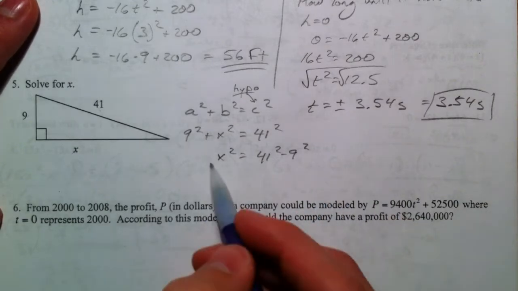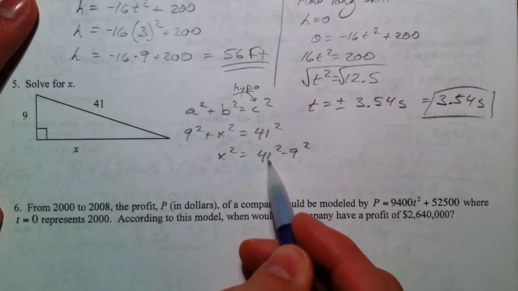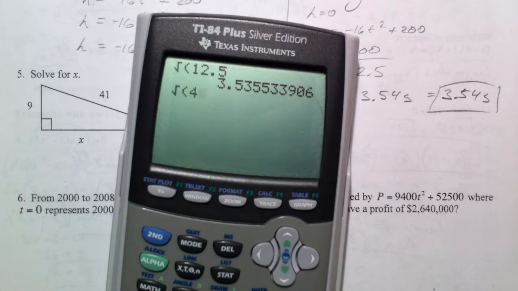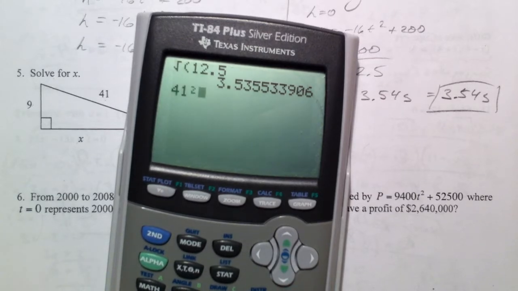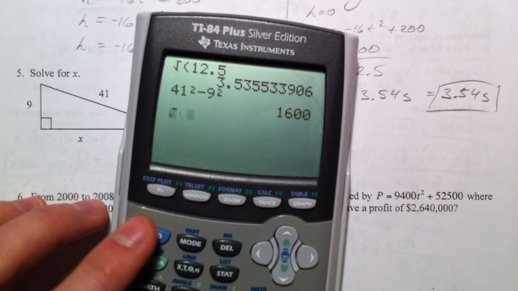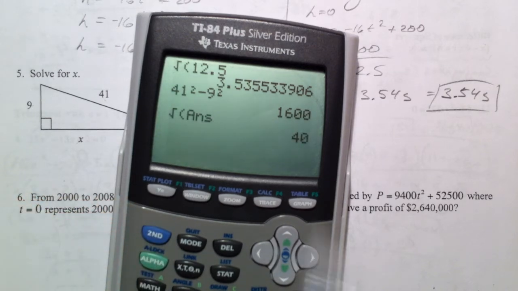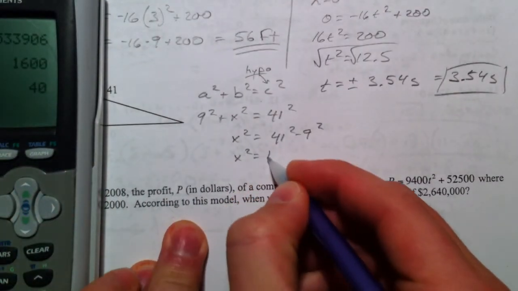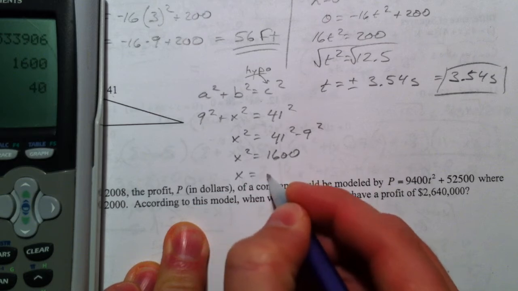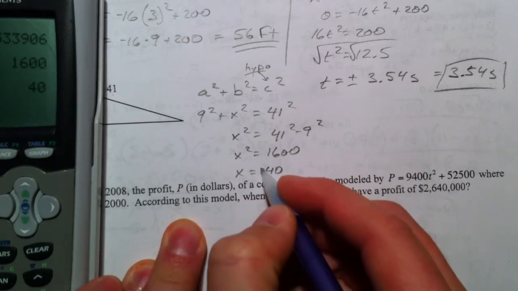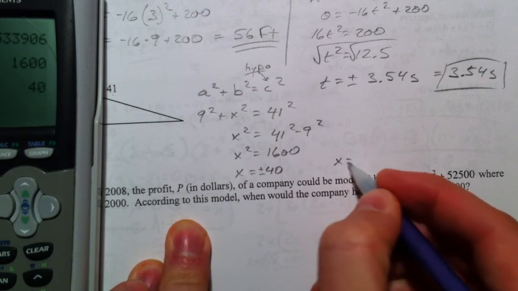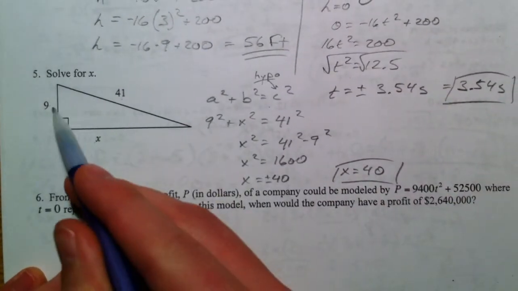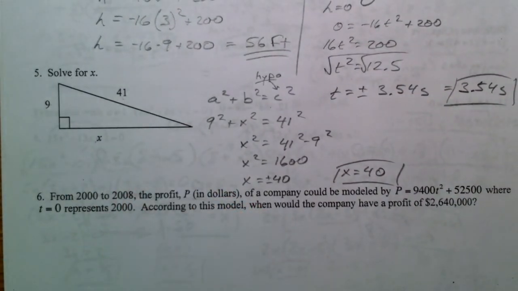Now, one common thing I see here is that people take the square root now and just think it's the same thing as 41 minus 9. Note, the square root of 41 squared minus 9 squared is not the same thing as 41 minus 9. So, x squared equals 1600, and x equals 40. And again, it's plus or minus, but because it's just a length, it's 40 all by itself, which makes sense. This squared plus this squared equals 41 squared.